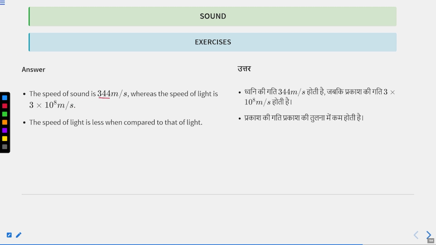Okay, the speed of sound, this is the correct value. Approximately we take 300 meter per second. So the speed of sound is around 344 meter per second in the air, whereas the speed of light is 3 × 10^8 meter per second. It is a very large number, and in fact, the speed of light is the fastest speed any object can have. So the speed of light is very, very much greater than the speed of sound. So that's why we first see the lightning, then after a few seconds we hear the thunder.